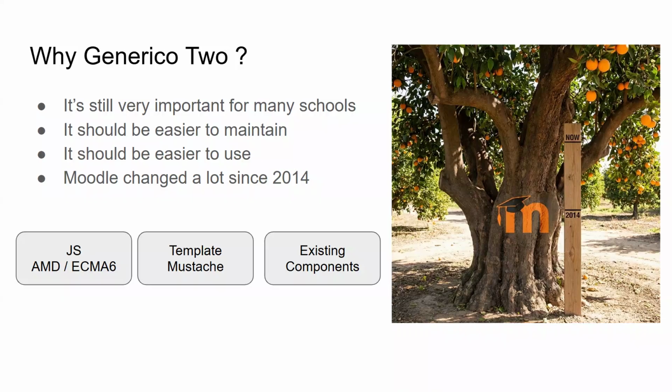We've gone from YUI to AMD, ECMA6, and I think we're going to be going to React pretty soon. We've got a template system called Mustache, which is very powerful. Generico has its own template system, but it's not as powerful as Mustache. If we use the existing Moodle AMD format and Mustache templates, we can actually reuse existing components that are already in Moodle inside our Generico templates. So there's a lot of benefit to be gained by upgrading to a modern system.